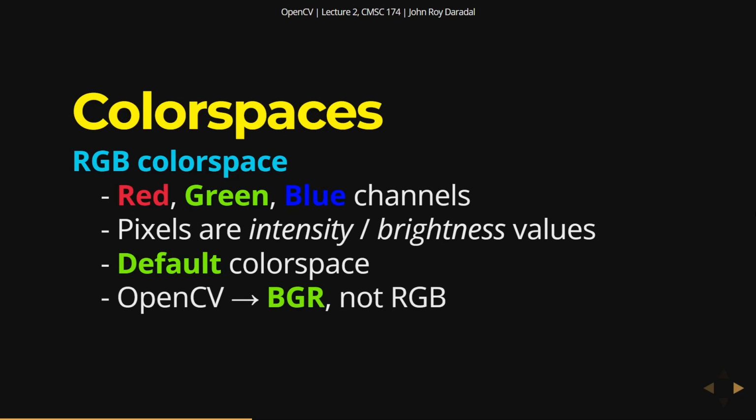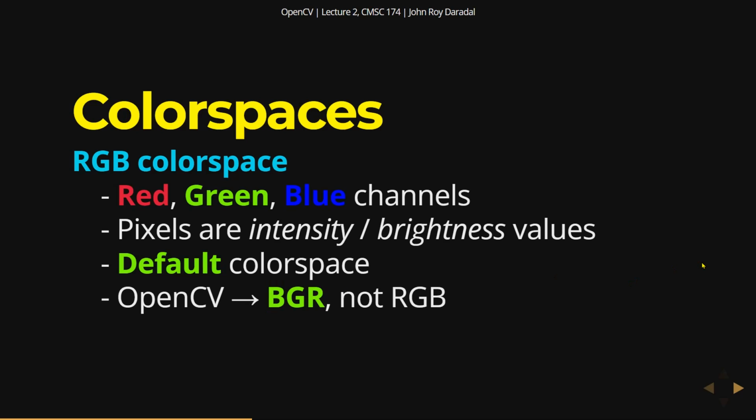However, in OpenCV, take note that your images are in BGR, not RGB. So the first channel is actually the blue channel, followed by the green channel, and then the red channel is the third one. So it's not RGB, it's BGR for some reason. So just take note of that, because you might want the blue channel and then you access the third one because you're thinking it's in RGB, but it's actually the first one because it's in BGR format.